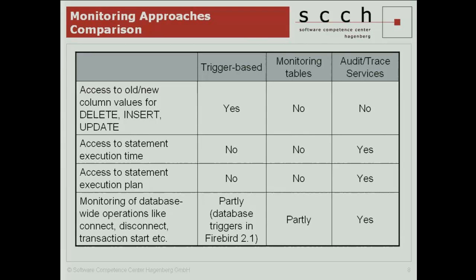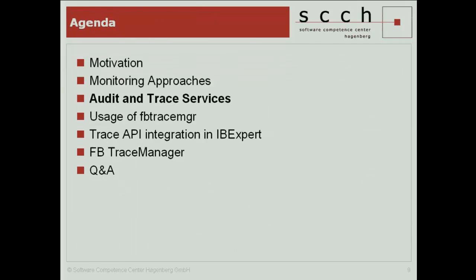Then there are different additional things, like access to the execution time of a statement, or access to the execution plan of a statement, which is not possible either in trigger-based solutions or in the monitoring tables. But it is possible with the audit and trace services. Monitoring of database-wide operations like connect and disconnect is partly possible with a trigger-based solution, because we got database triggers in Firebird 2.1 where you can write an on-connect or on-disconnect trigger to log something. It's partly available in monitoring tables; you will see the current active connections there, for instance. And you also get that information out of the Audit and Trace Services API.